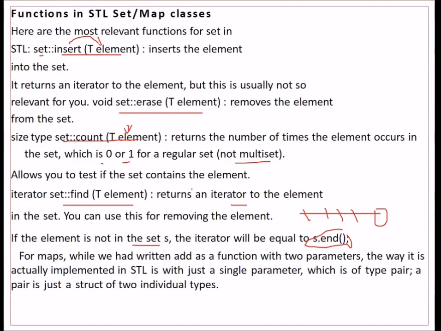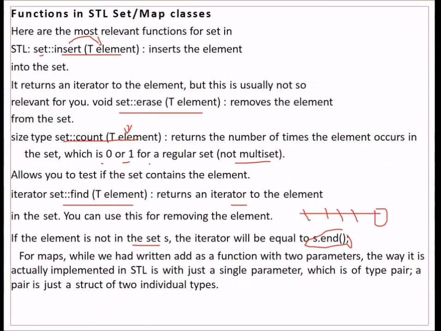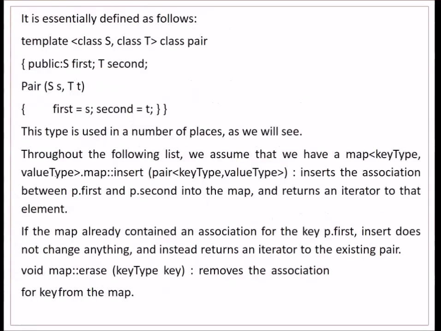And for maps, we had written add as a function with two parameters, because we have a key-value pair. The way it is actually implemented in STL is with just a single parameter, which is of type pair. So a pair is just a structure of two individual types.